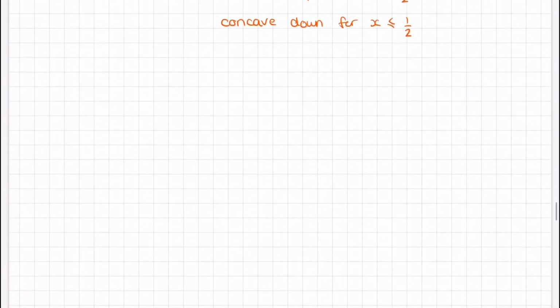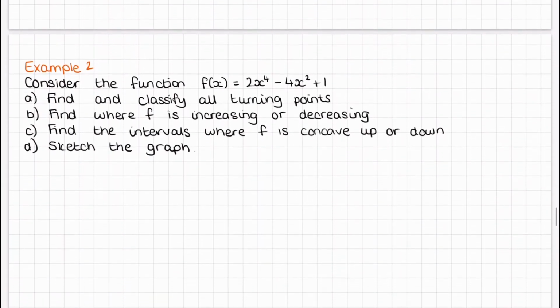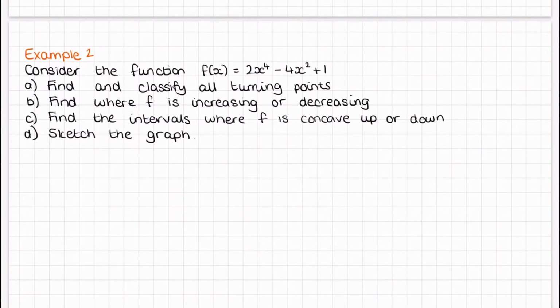Now for the next example, we've got this function 2x to the power of 4 minus 4x squared plus 1. We're going to find and classify all the turning points, find where the function is increasing or decreasing, find where it's concave up or down, and then we're going to have a go at sketching the graph. For the first 3 parts of this, we know how to do this, we've done it before, so we're going to smash through these parts.